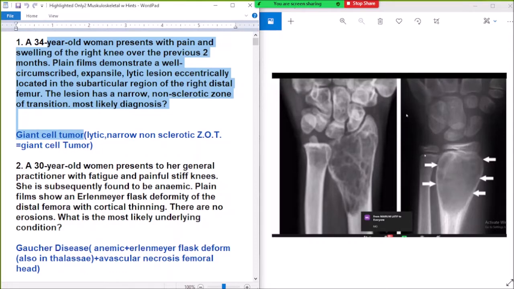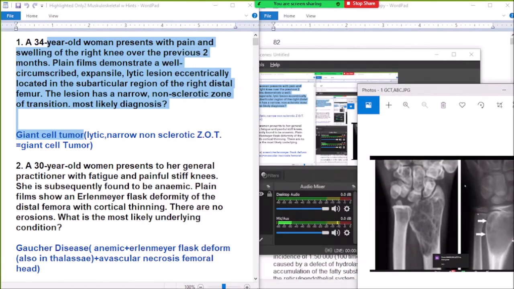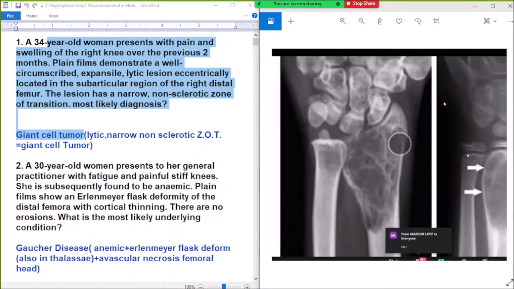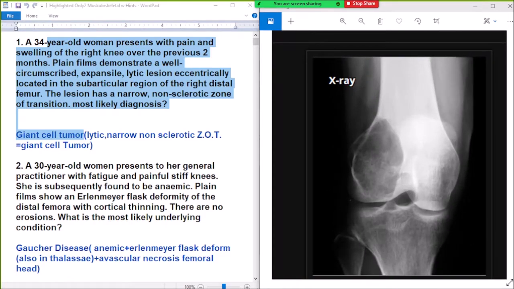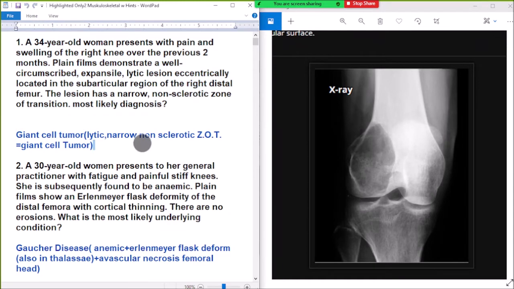Okay, now thinking that this is giant cell tumor and this is aneurysmal bone cyst, ABC. Now look here, giant cell tumor of the knee joint presents on plain film as a well-circumscribed lytic lesion on the right distal femur with a narrow zone of transition, no sclerosis, and it is subarticular. So the diagnosis is giant cell tumor: lytic, narrow zone of transition, and subarticular.